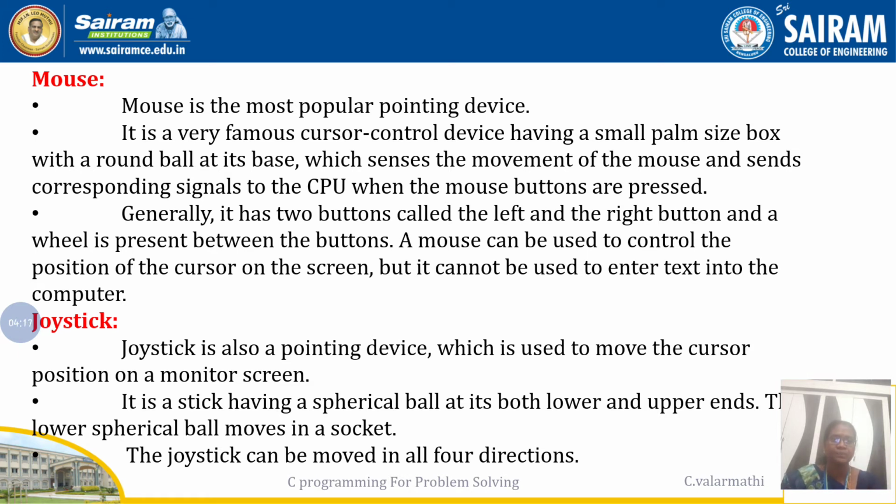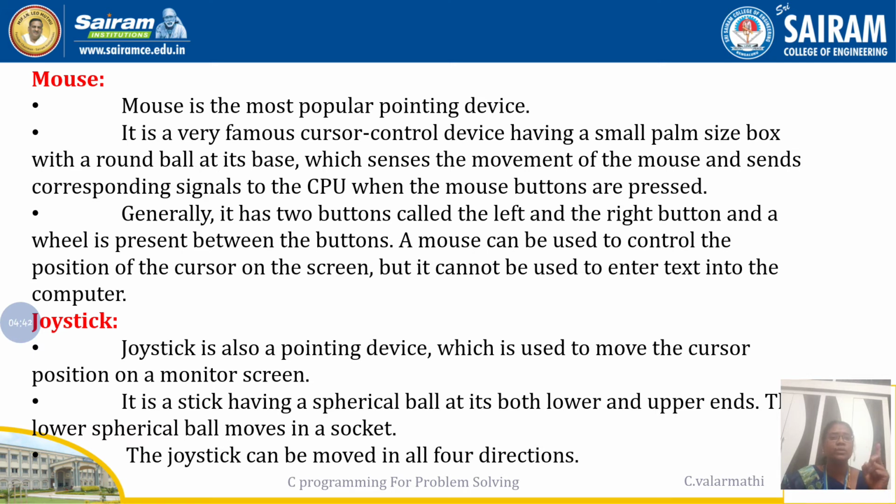When you take the mouse, you will have 3 buttons, not keys, 3 buttons: left, right and central. In the central you will have one scroll wheel, like one ball. Using that ball also you can drag the position of the cursor.